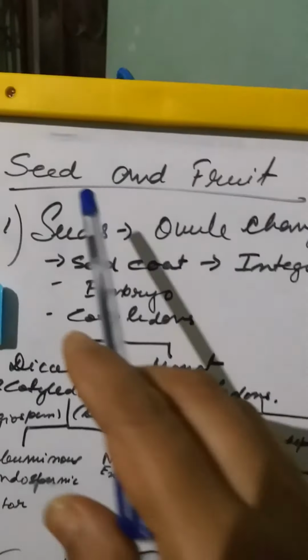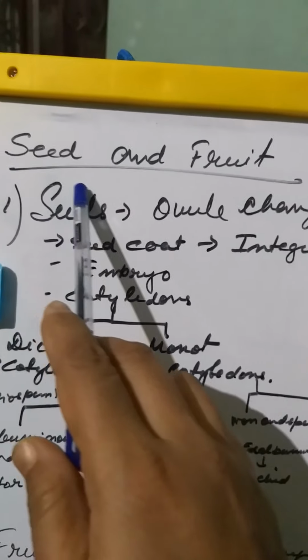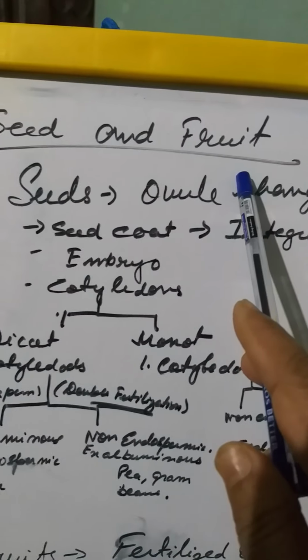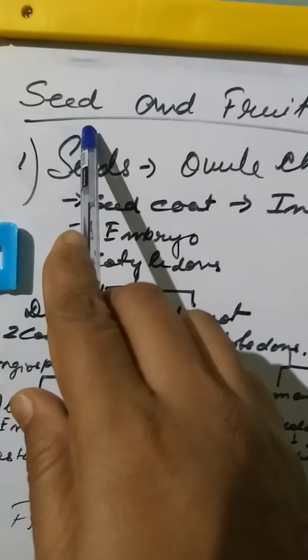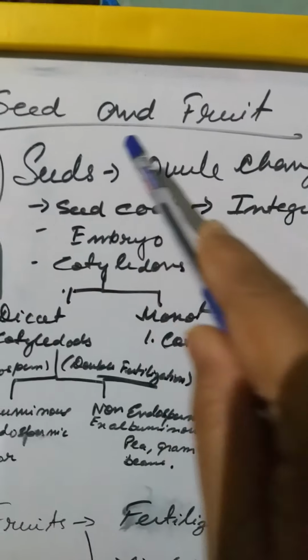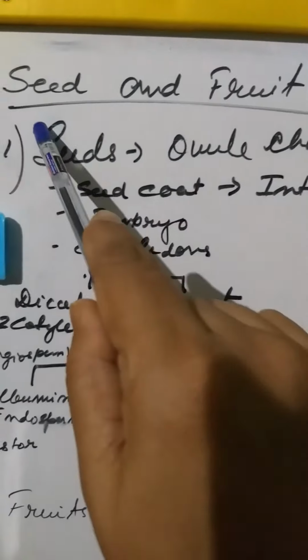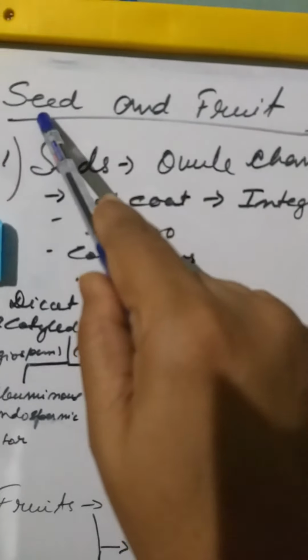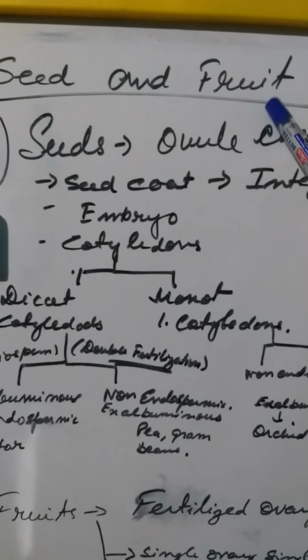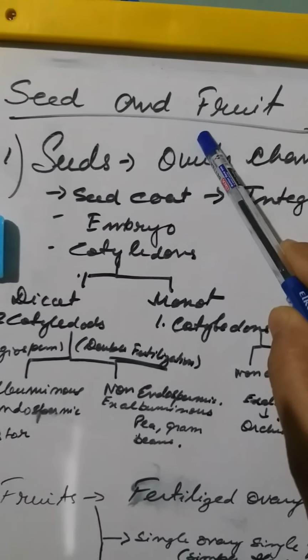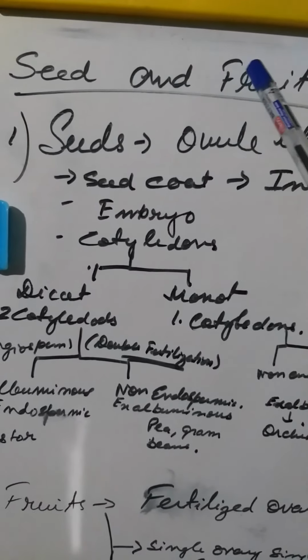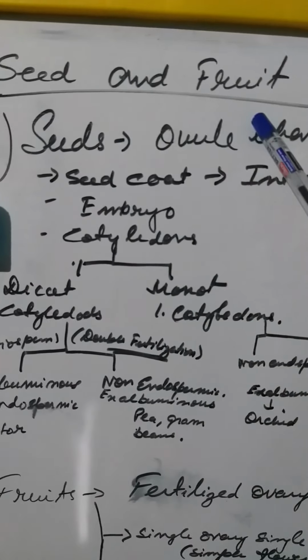Now here we have come to the last part of the chapter, reproduction in flowering plants. So here the concluding part is the seed and the fruit structure. This seed and fruit structure we will be discussing in a very shortcut way. We won't deal with it in detail here because that is a part of morphology. So we won't be dealing with it now.